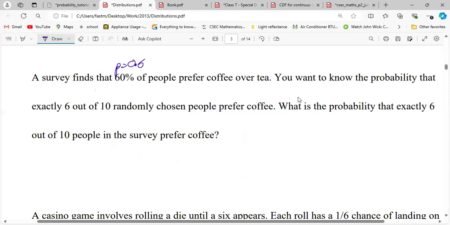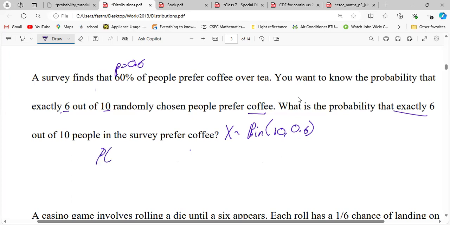They want to know the probability that 6 out of 10 randomly selected people prefer coffee. So in this case, this will be the success. What is the probability that 6 out of the 10 prefer coffee? So X follows a binomial distribution. N in this case is 10, and the probability of success is 0.6. And they said exactly 6.